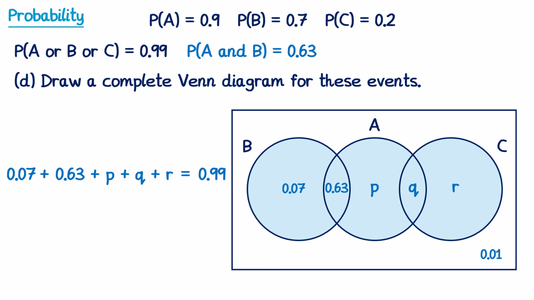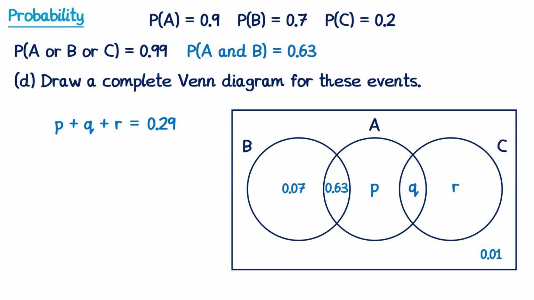We can add the 0.07 and 0.63 to give 0.7, so we end up with this equation here. And then if we subtract 0.7 from both sides, on the left side it will cancel, and on the right side 0.99 subtract 0.7 is 0.29. So we end up with this equation here. At the minute though, there are too many unknowns to be able to solve that equation, so we need to form another one. Let's write an equation for this circle here.